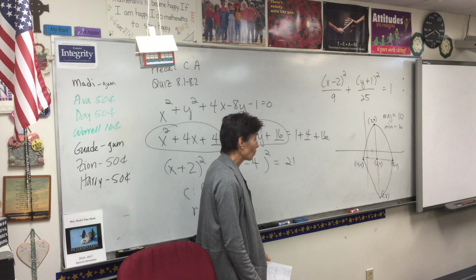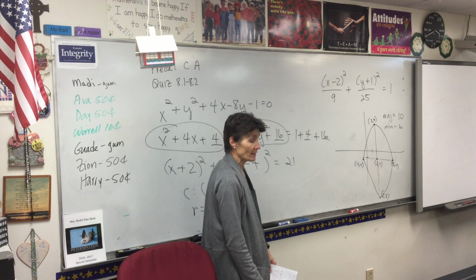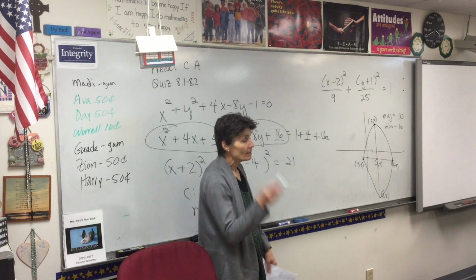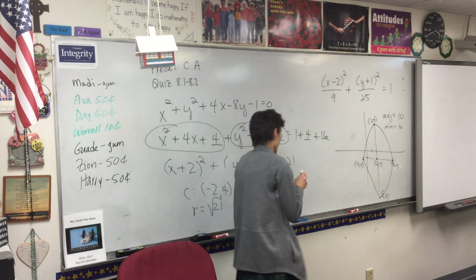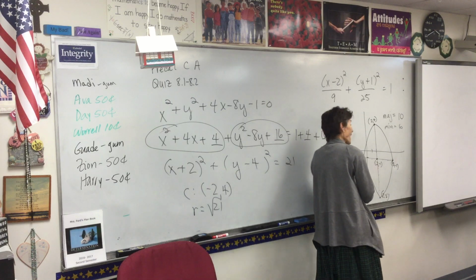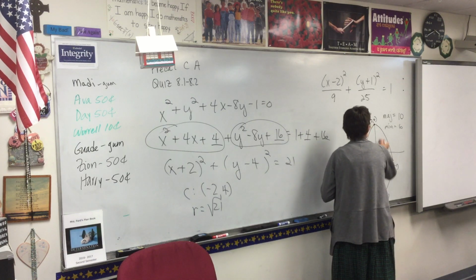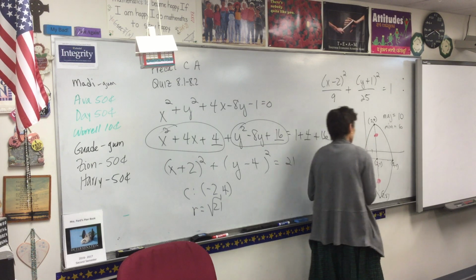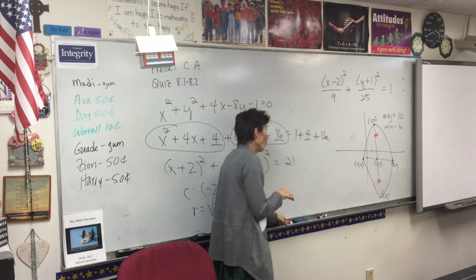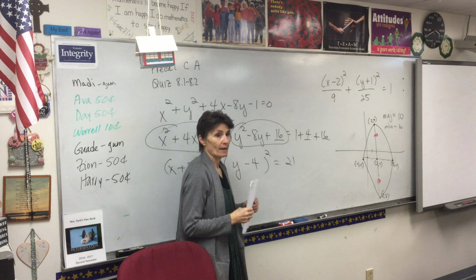Major is always the long one, minor is always the short one. Doesn't matter what direction they are. Major is big, minor is little. On the major axis are the foci. So those red points are the foci.